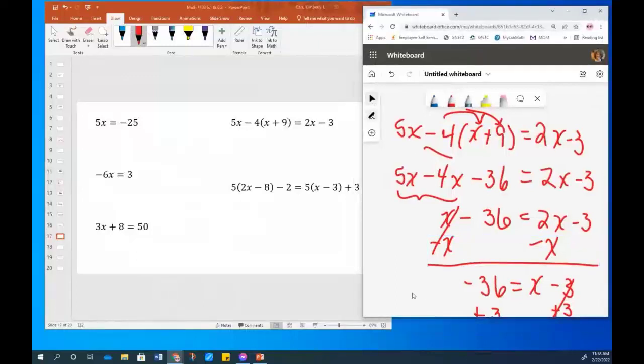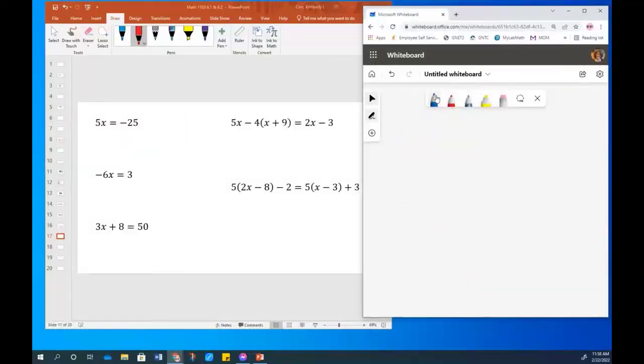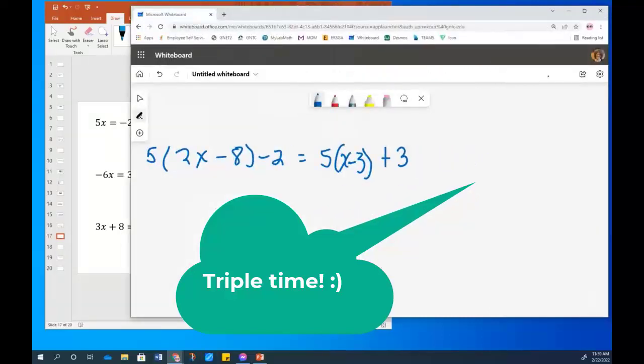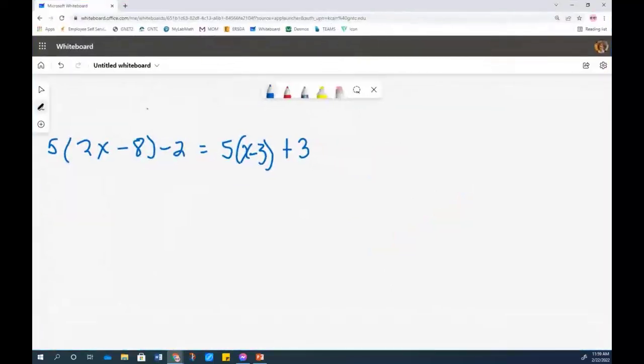So now we have one more fairly lengthy one over here. It says 5 parentheses 2x minus 8 minus 2 equals 5 parentheses x minus 3, and then plus 3. So on the left-hand side, I want to distribute that 5 into the parentheses. And then on the right-hand side, I want to distribute into the parentheses.